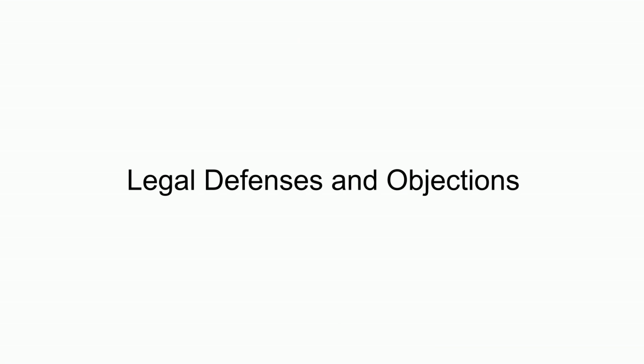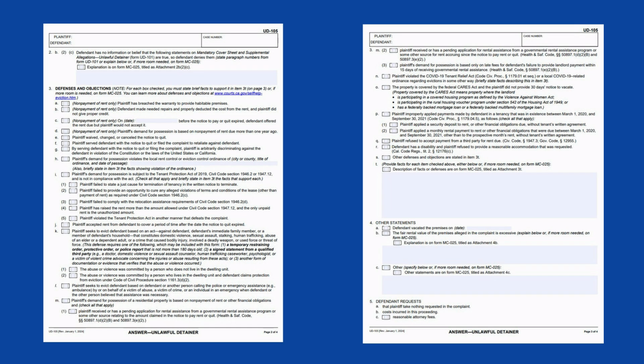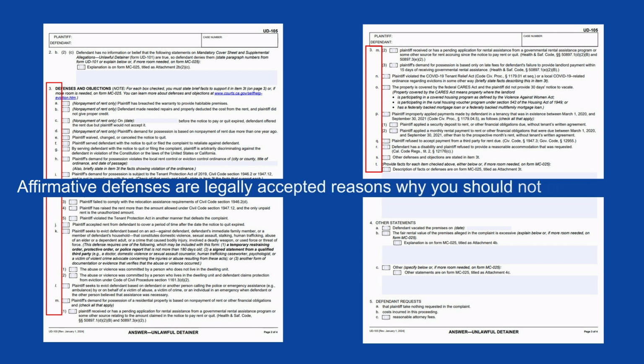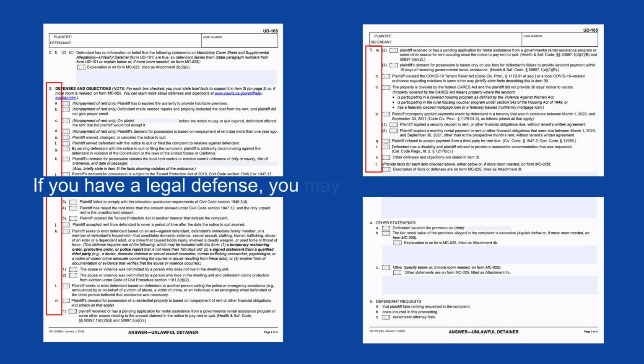Legal defenses and objections. The plaintiff must prove that they properly terminated your tenancy. In this section, you will be able to challenge the allegations in the complaint using the legal defenses and objections listed from 3A through 3T. Affirmative defenses are legally accepted reasons why you should not be evicted. If you have a legal defense, you may be able to prevent your eviction.